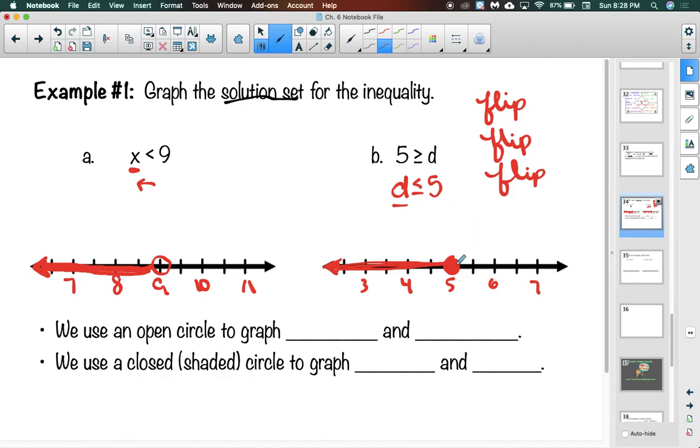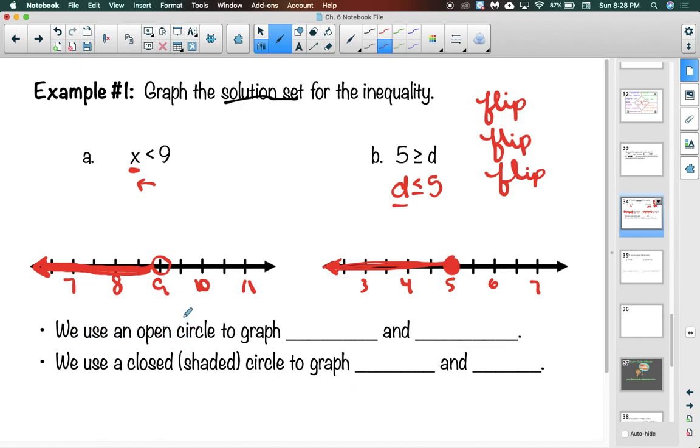Over here, I have a less than or equal to sign. So the number itself, that 5, is part of my solution. So is every number smaller than it. So because that had an equal to part here, I shade in my circle to show that 5 is part of my solution set. So here's what our notes say.